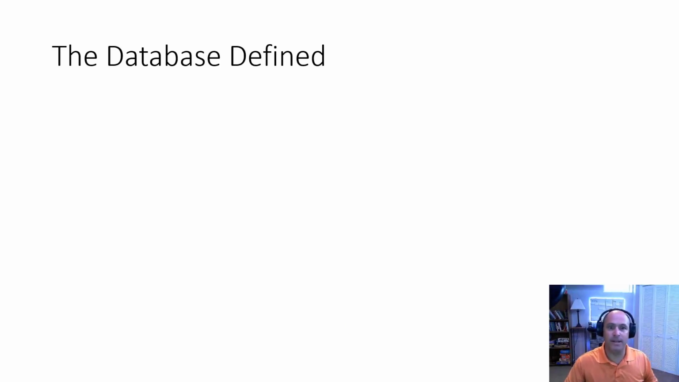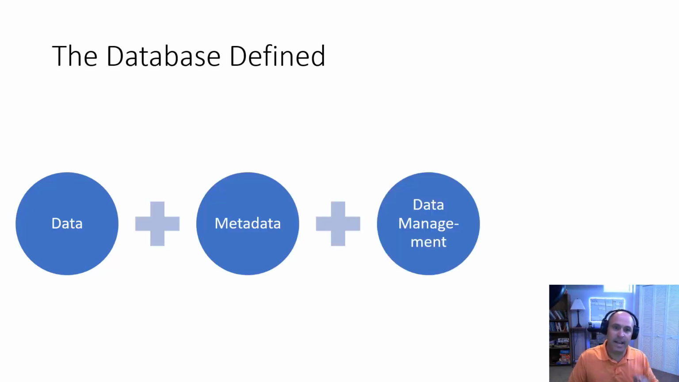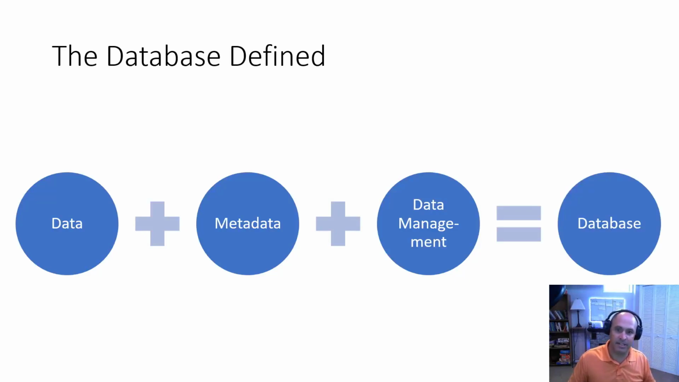So, let's start by defining what is a database. A database is basically a collection of data, metadata, and data management, which is the reading and the writing of the data and the metadata. Together, those form a database.